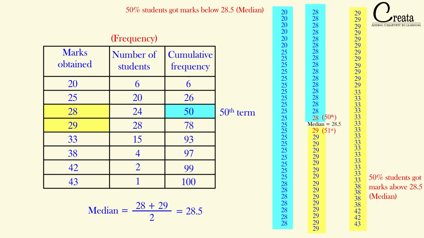Median is the central tendency, the central number. 50% of the students got marks above the median marks and 50% of the students got marks below the median marks. Got it? This is the understanding of the median. So you got the understanding of the median.